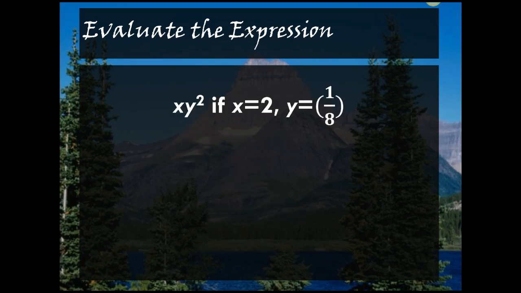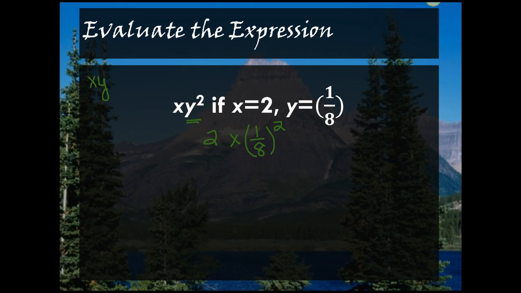In this problem, we are asked to evaluate x times y squared if x equals 2 and y equals 1/8. Let's go ahead and substitute so we can clearly see what we are being asked to do. This means we want to multiply 2 times 1/8, and the 1/8, the y, is squared. We don't want to first multiply 2 times 1/8 and then square the whole thing.